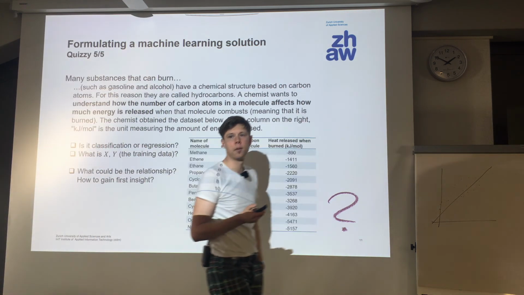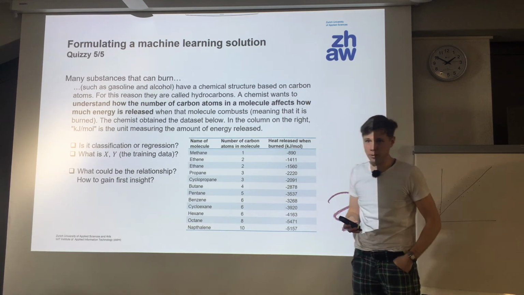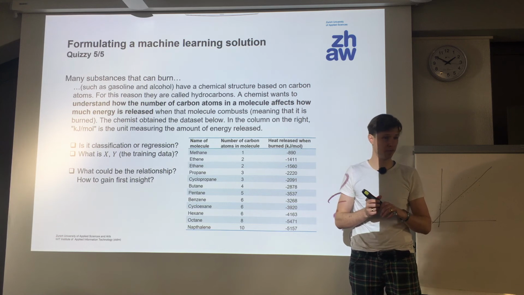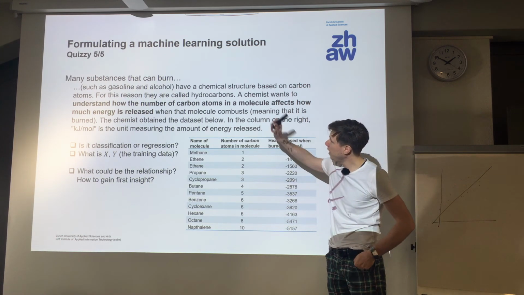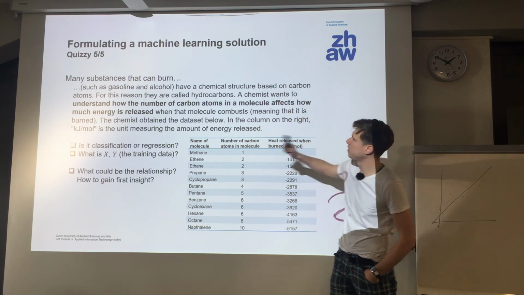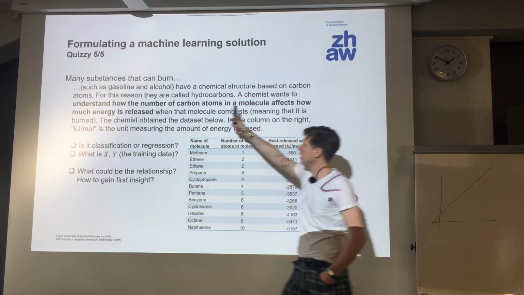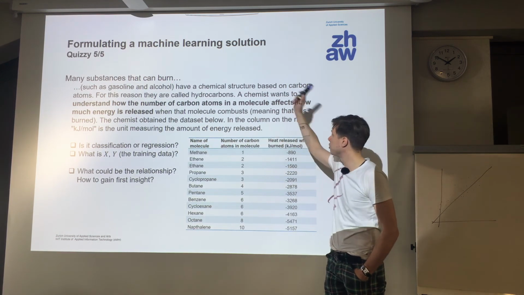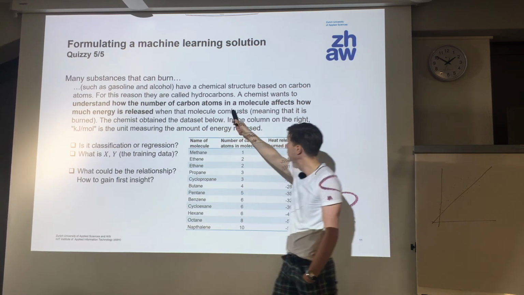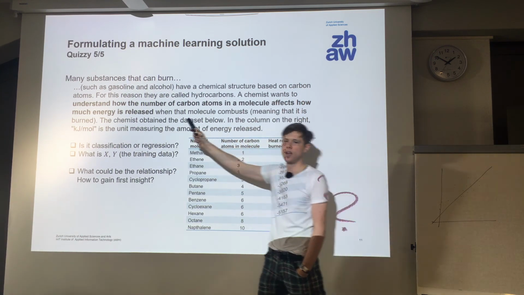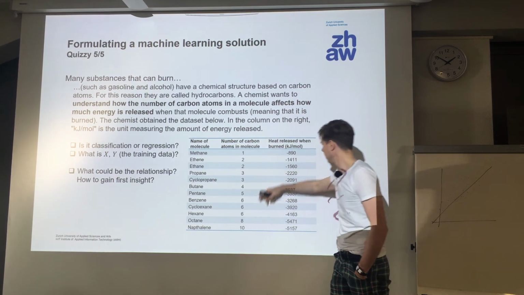Okay, last one, and this will launch us into the second part of the lecture. This is about burning stuff and making fire, so this is cool. There are many substances that can burn, such as gasoline or alcohol, and they have a chemical structure based on carbon atoms. For this reason, they are called hydrocarbons. A chemist wants to understand how the number of carbon atoms in a molecule affects how much energy is released when you burn them. So he obtained the data set.